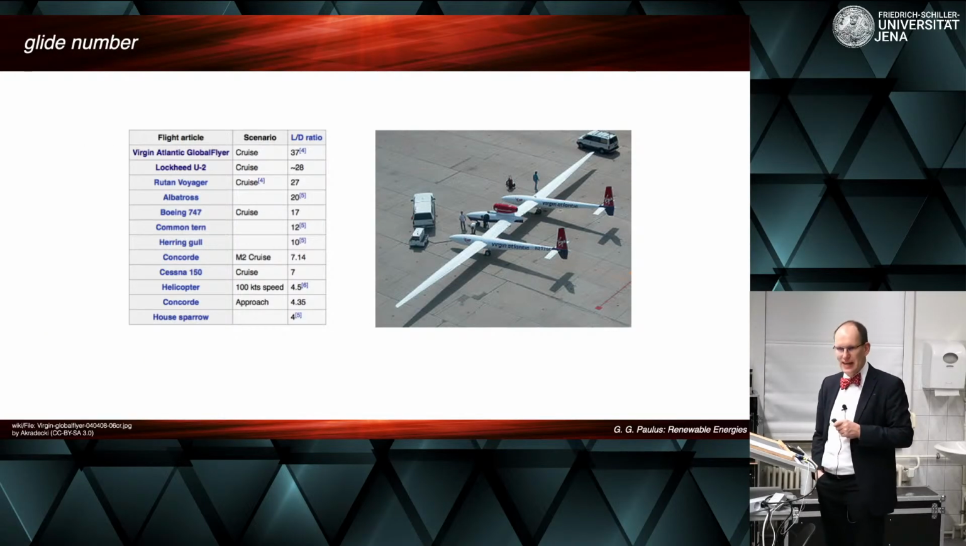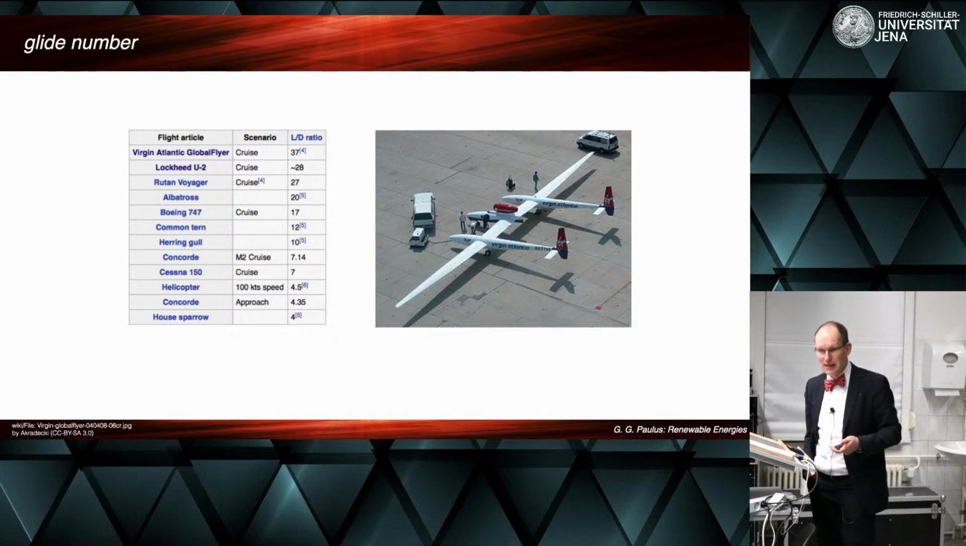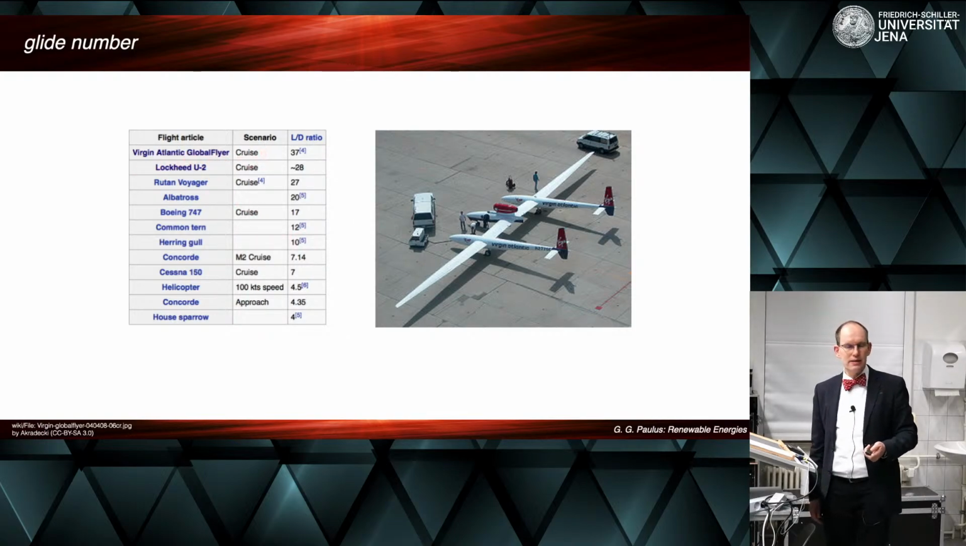So here, the first one has a huge glide number, which was optimized for glide number. If the glide number is not very large, then you need a lot of energy in order to produce lift, of course. And what you see here is the Atlantic Global Flyer. Steve Fossett built or designed this, and he flew it non-stop around the world. So this was a pioneering thing.